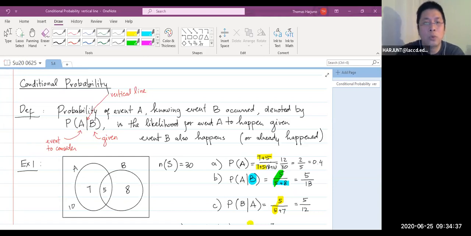Do you want conditional probability like in our examples 1, 2, 3 be in your test 1 on Monday? Answer 1, yes. Answer 2, no.